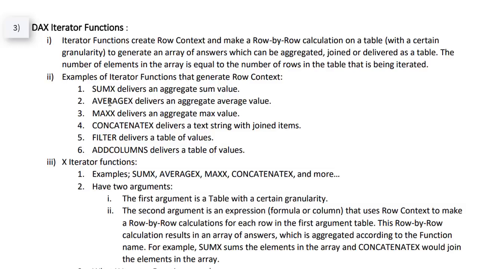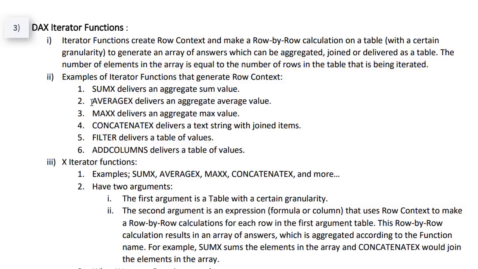Page 4 in the PDF notes. We have a section on DAX iterator functions. Here are some examples. We've already seen SUMX and AVERAGEX. But iterator functions create row context and make a row-by-row calculation on a table with a certain granularity to generate an array of answers which can be aggregated, joined, or delivered as a table. The number of elements in that array is equal to the number of rows in the table that's being iterated.